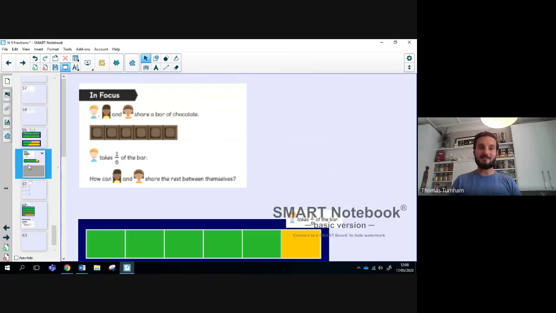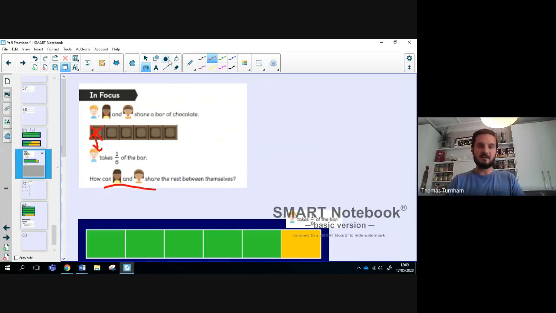So let's just have a look at this question briefly. We've got 3 characters here sharing a bar of chocolate. And this bar of chocolate very helpfully has been made to look a bit like a bar model. How many parts has this bar of chocolate been split into? 1, 2, 3, 4, 5, 6. This bar of chocolate's been split into 6 equal parts. Our blue-shirted friend takes 1/6 of the bar of chocolate. So he's taken 1/6 of it, I'm crossing it out, that's gone into his mouth.